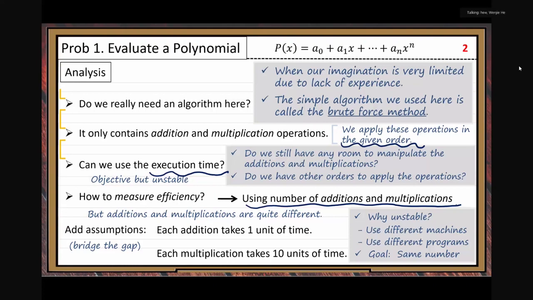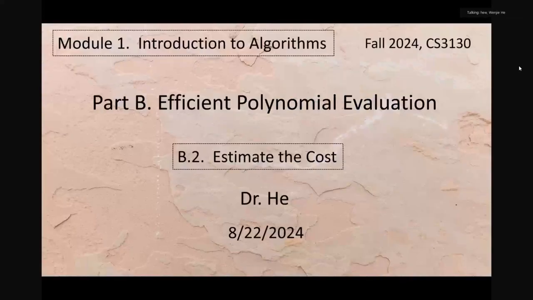Now we need to calculate the total number of units of time we need for our algorithm. We can do the comparison. All right, B.2, estimate the cost. Let me see how much time I have.